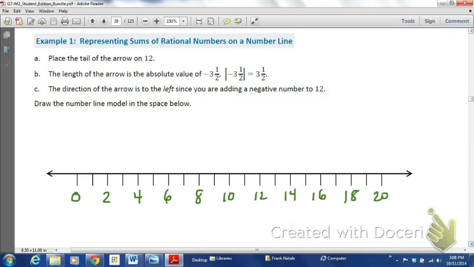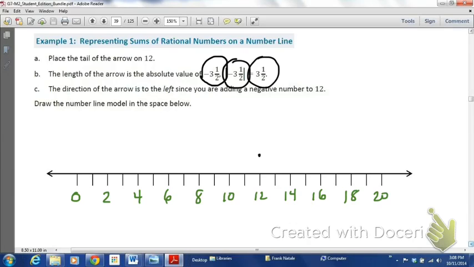Okay, this Example 1 here takes you through a couple of steps to get the answer to that problem we just did. A little bit different than what I had told you, because what they do here is they say place the tail of the arrow on 12. Okay, so there's the 12. And now the length of the arrow is the absolute value, again they're talking about absolute value here, of negative 3.5, which is of course 3.5.